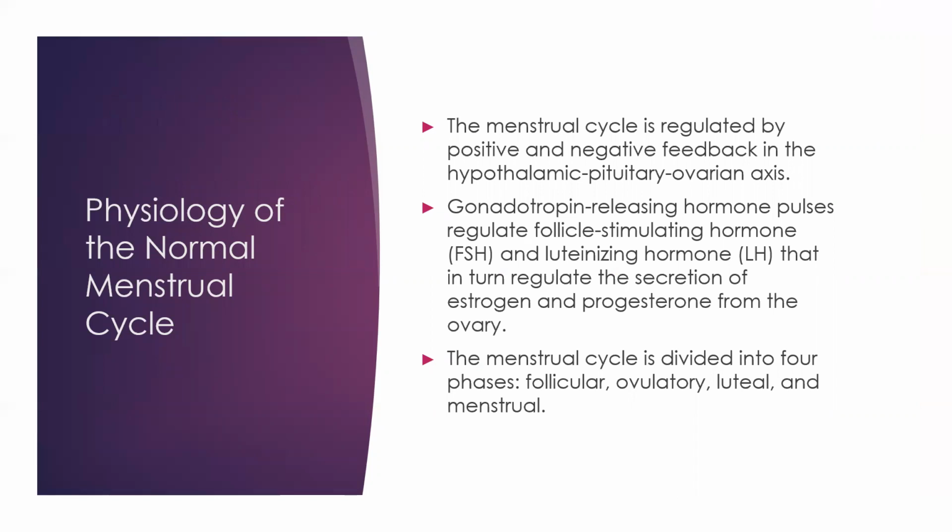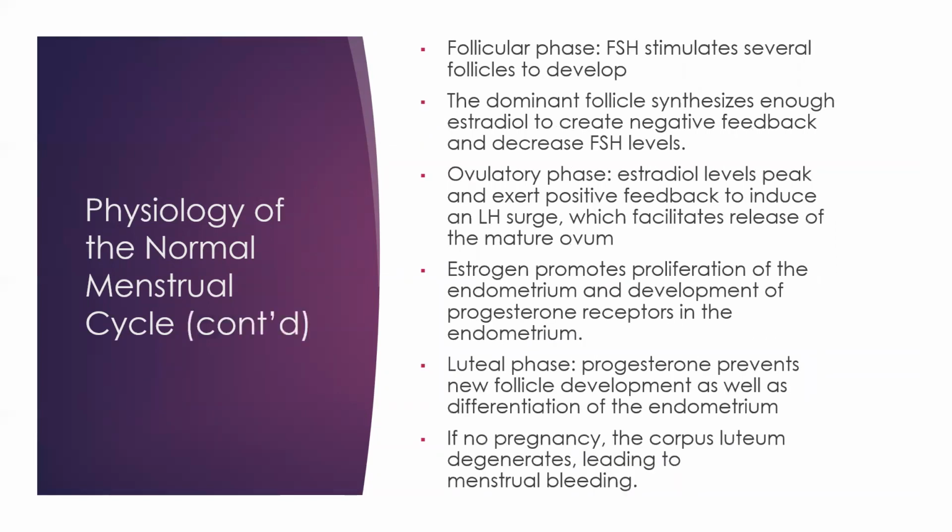So we've got those gonadotropin releasing hormones that are going to regulate FSH, which are your follicle stimulating hormones, and our LH, which is luteinizing hormone. So that's going to help regulate the secretion of both estrogen and progesterone. So menstrual cycle is going to be divided into 4 phases. We've got our follicular, our ovulatory, our luteal, and then our menstrual. So during that follicular phase, FSH is going to stimulate follicles to develop. Then it is going to make enough estradiol to cause a negative feedback and decrease that FSH level.